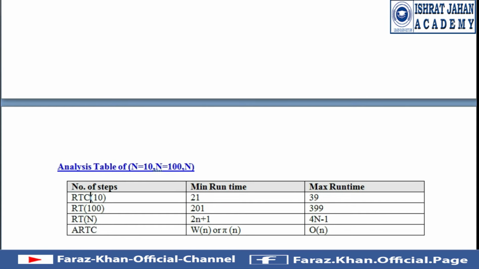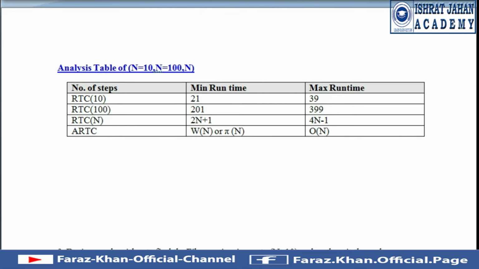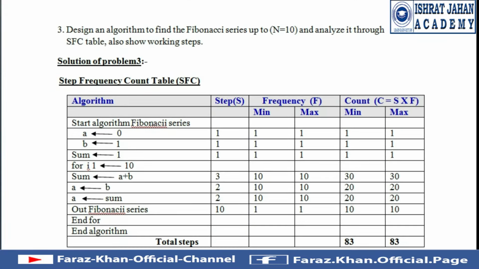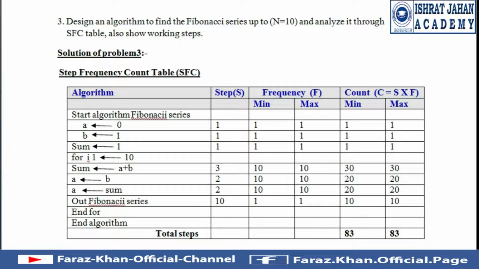Runtime complexity of an array of size n equal to 10, runtime complexity of an array of size n equal to 100, runtime complexity of an array of size n. Asymptotic runtime complexity would be omega n in best case, and in worst case it will be O(n), right? So it was the repetition of problem number 1 with the slight change. Now move on to the third problem.